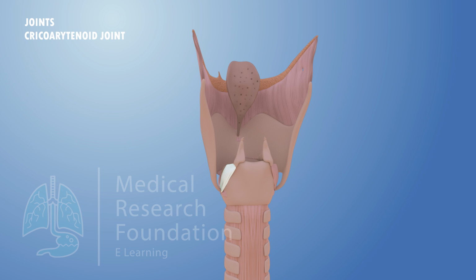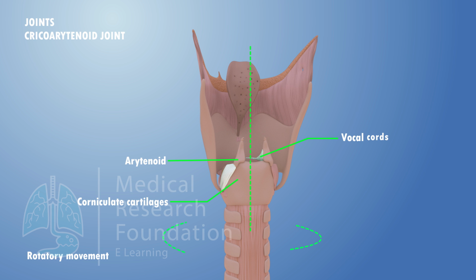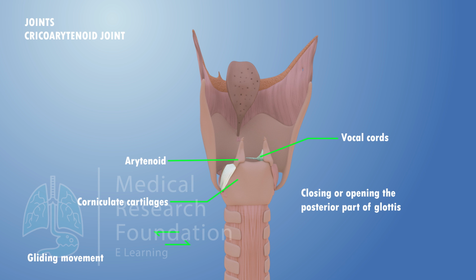Cricoarytenoid joint. It is a tiny plain synovial joint between the base of the arytenoid and the lateral part of the upper border of the lamina of the cricoid cartilage. This joint permits two types of movements. Rotatory movement, in which the arytenoid cartilage moves around a vertical axis, thus abducting or adducting the vocal cords. Gliding movement, in which one arytenoid glides towards the other or away from it, thus closing or opening the posterior part of the glottis.